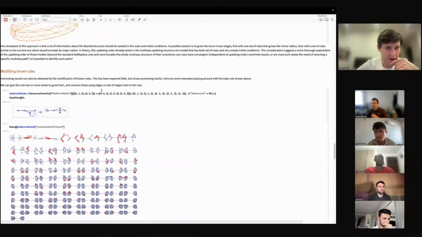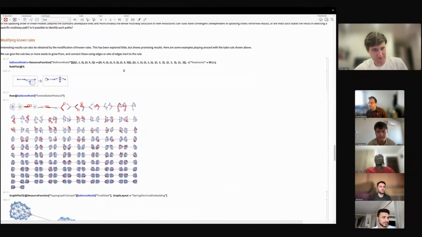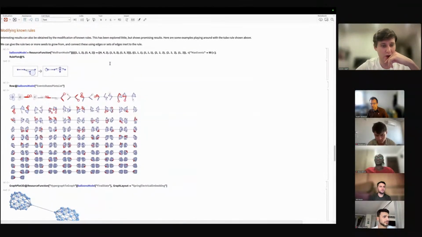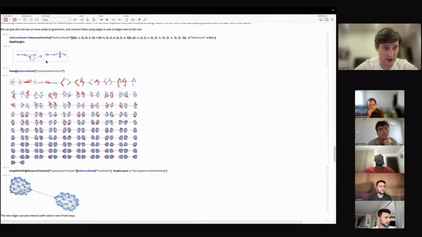exploration. The other is instead modifying known rules, which is what I was talking about at the start about the balloon. The question is, can you modify this rule to get the non-trivial topology that you want? Is there some clever tweak maybe to the initial conditions, or adding some extra rule that, since there's already a good starting point, maybe we can use to make a torus or something more interesting?